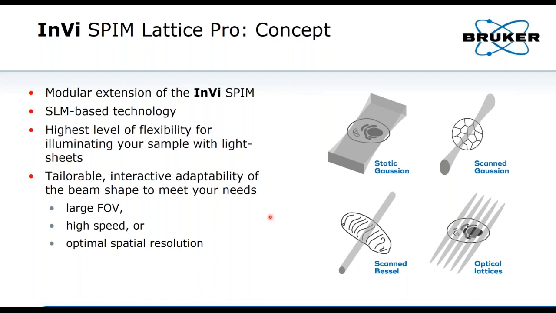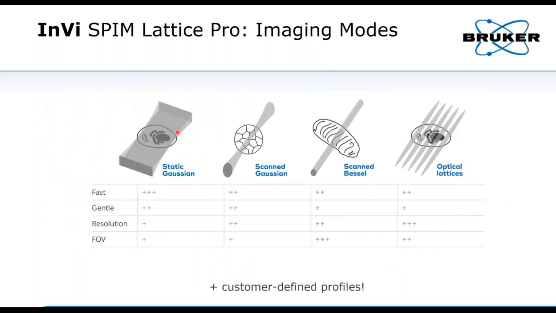The question is then, what's your application? Do you need more high speed? Then you would probably go for a static Gaussian beam. If you need a good compromise between speed, gentleness, and resolution, you might want to go for a scanned Gaussian beam. If field of view is key to your application, you really have to make use of your whole 200 or 400 micrometer field of view, then a scanned Bessel beam might be the best choice. And if you are really focused on resolution, then using an optical lattice is probably the best choice for your application.